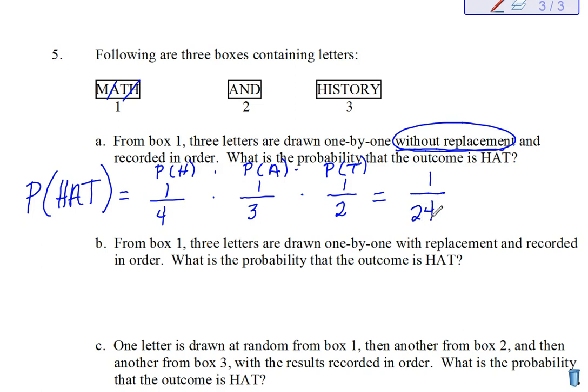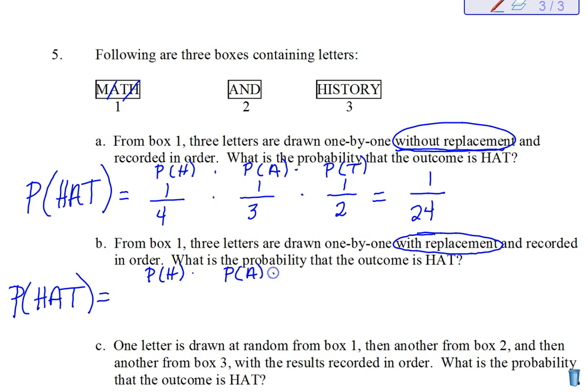On part B, we're going to use box 1 again. 3 letters are drawn one by one, but the way that this changes is now we're doing this with replacement. So same problem, but with replacement. The probability that I get H-A-T is going to be the same thing, the probability of H times the probability of A times the probability of T.